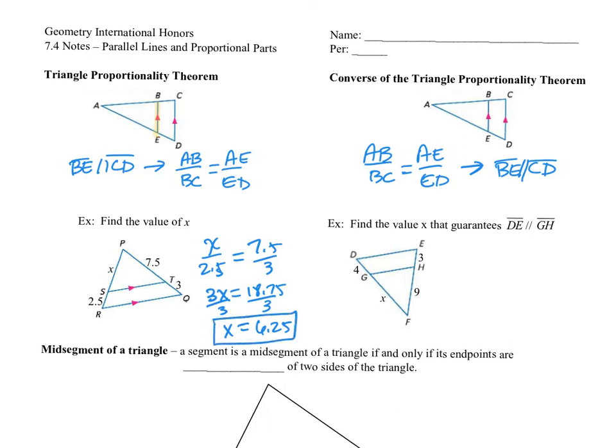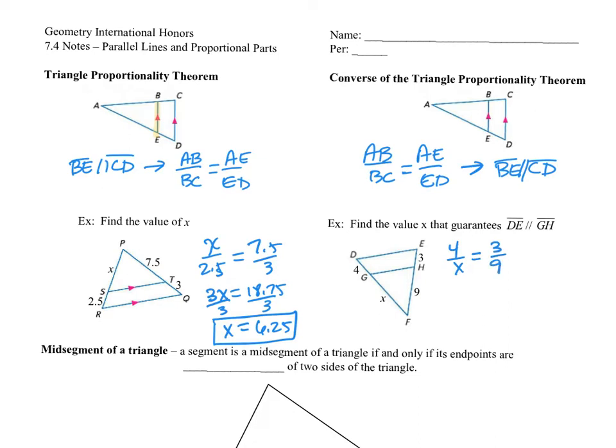Okay, so let's take a look at the next example that says find the value of x that guarantees that segment DE is parallel to GH. Well, that's going to be true, and let me turn that around and say GH is parallel to DE if GH is cutting these sides of the triangle proportionally. So let's find the value of x that would make that happen. So let's take the ratio of 4 to x and set that equal to 3 over 9.